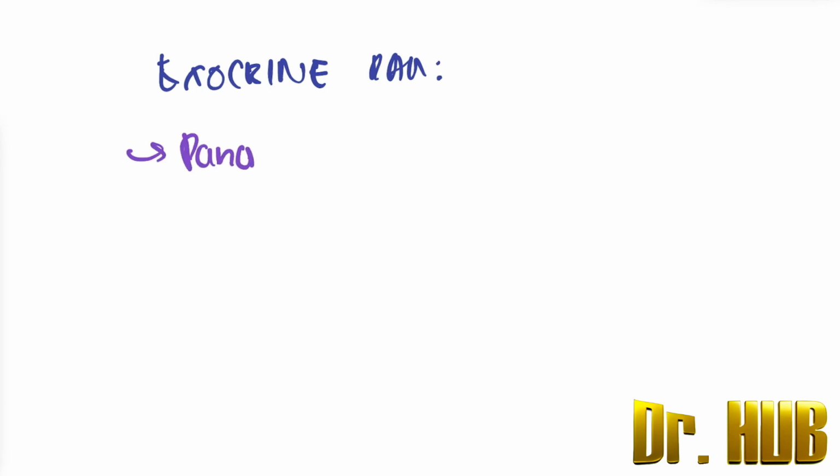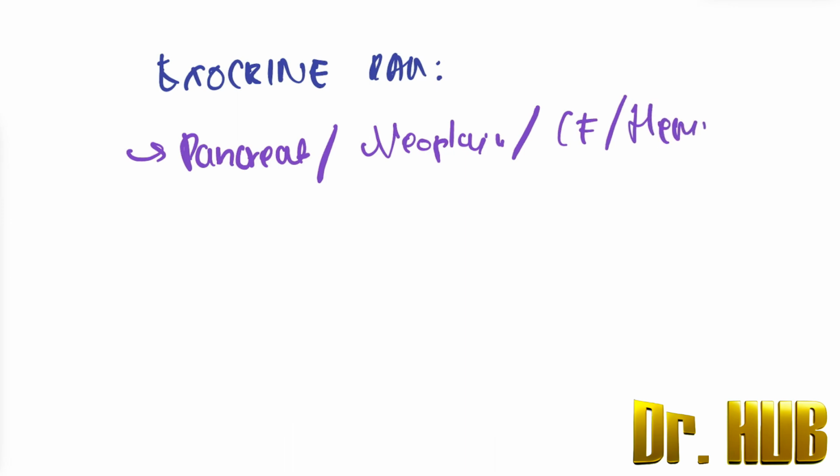Next, we move on to the diseases of the exocrine pancreas. This includes pancreatitis and neoplasia. Next, cystic fibrosis as well as hemochromatosis.